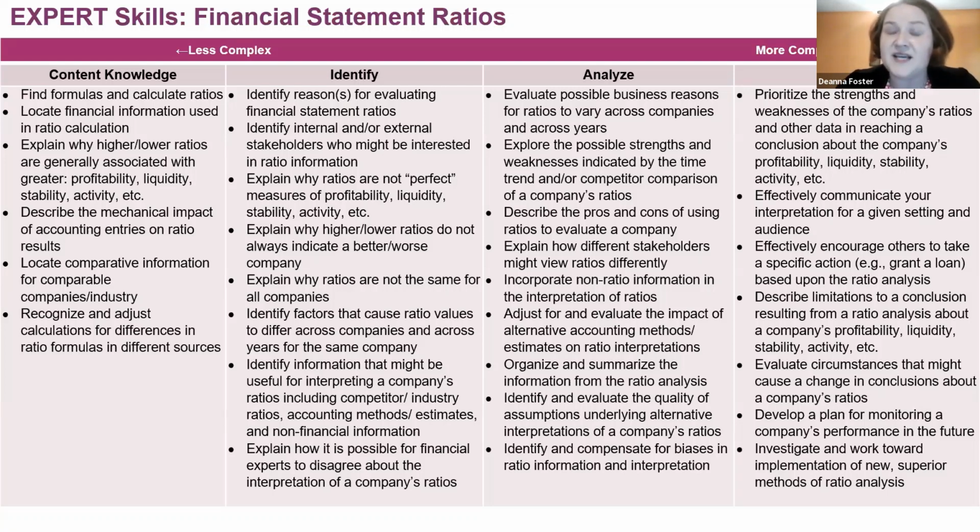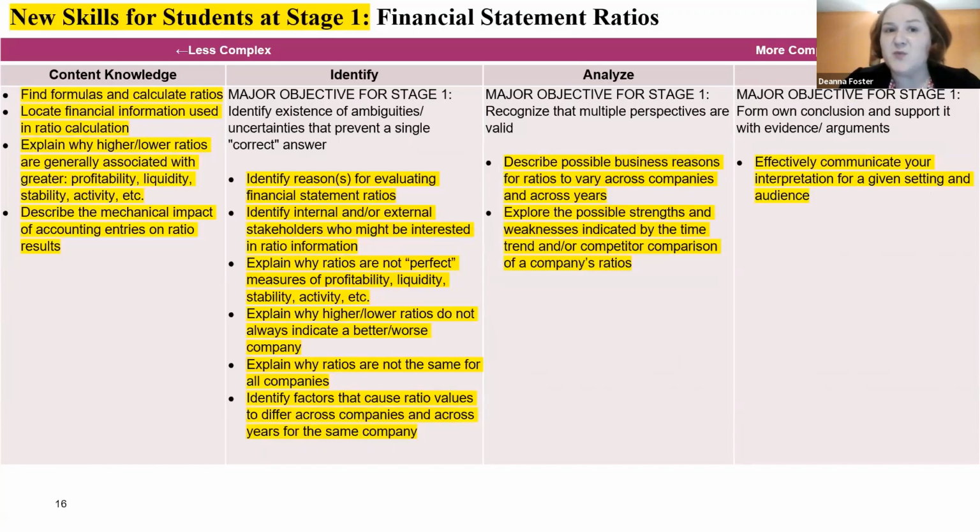So you have content knowledge in one column, identify in the next, analyze, and then conclude. And just think, these are expert skills in each one of the areas. Content knowledge is something that my students are very good at. So what I've been working on is trying to move over to identify, analyze, and conclude with my students and adjusting my assignments in that way.